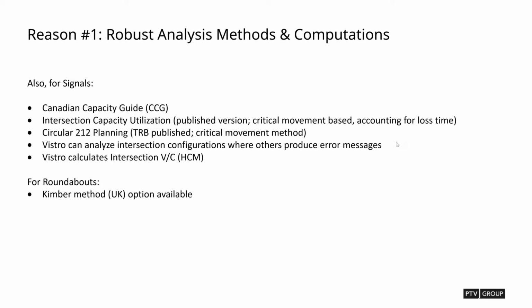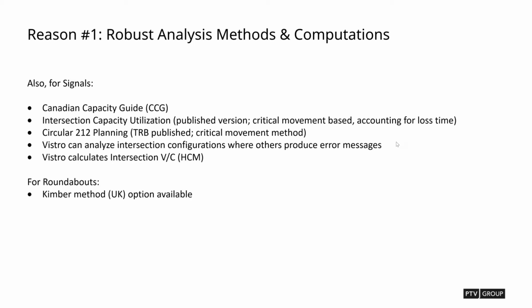Also, we don't produce error messages, that we can analyze all sorts of intersection configurations, and Vistro also will calculate the intersection V over C, going through that critical pathing of the different movements based on the phasing. And that is part of the Highway Capacity Manual. We implement that, and that is a measure of effectiveness that can be calculated and is reported by Vistro, the intersection level V over C for HCM.